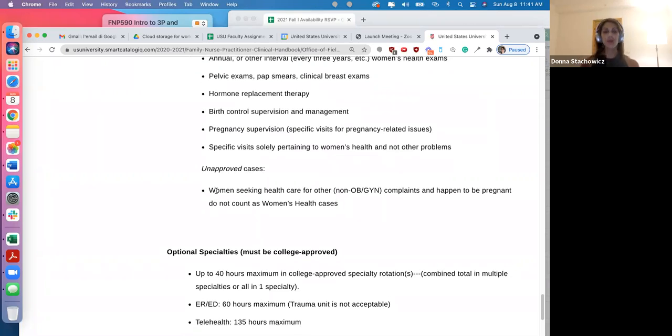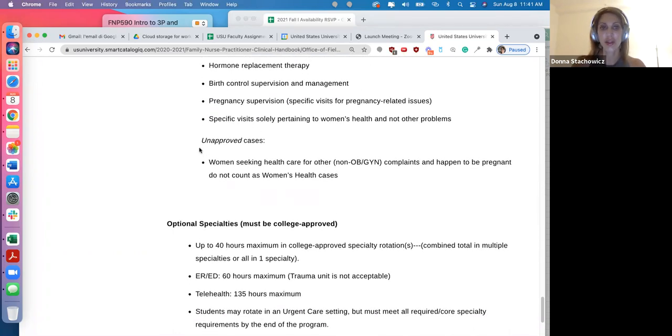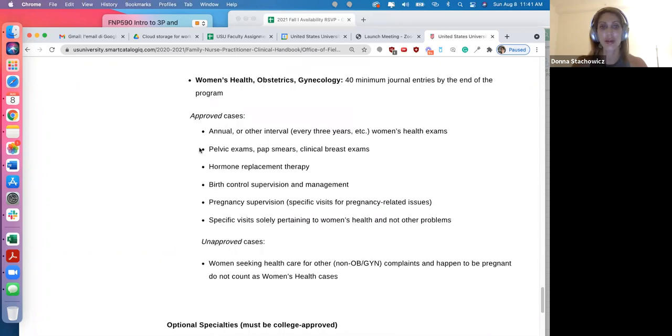What does not count as women's health is someone who happens to be a woman just going for something else. That should be pretty obvious, but some students try to stretch it when they're short on hours, or someone who happens to be pregnant. If they're there for a sore throat, or they're there and they're pregnant and they needed a suture, that is not a women's health case just because they're pregnant, right? Unless it's a pregnancy supervision case or a pregnancy related or women's health case, it can't count as women's health.